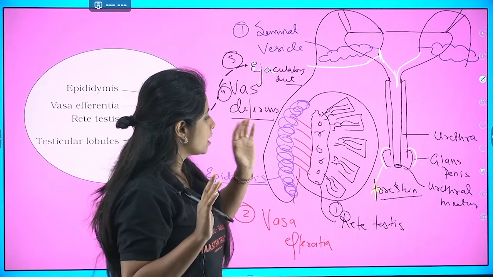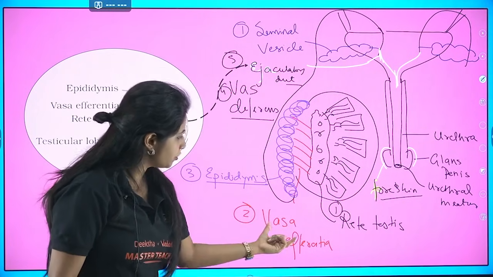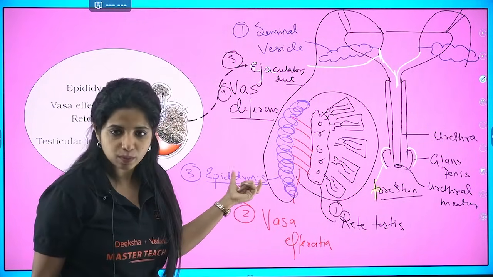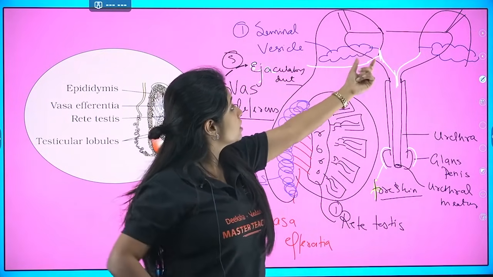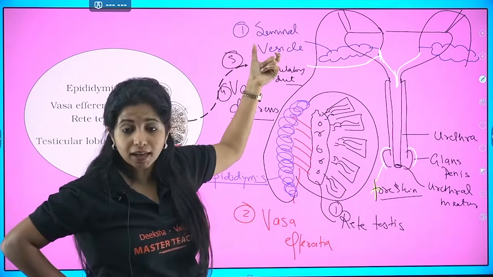Okay, so listen to me. We started with rete testis, it went to vasa efferentia, and from vasa efferentia it went to epididymis. Now from the epididymis, the vas deferens is going to take it up, and now the vas deferens is going to get a secretion from the seminal vesicle. This is what?